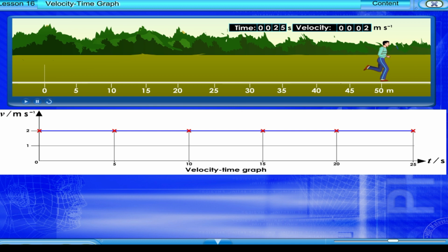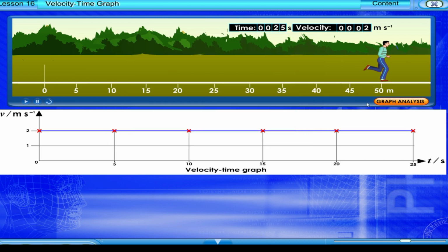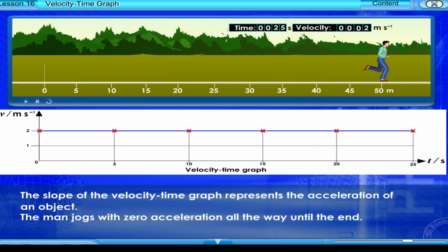The slope of displacement versus time graph gives us velocity. What does the slope of velocity-time graph give us? Click the Graph Analysis button. The slope of the velocity-time graph represents the acceleration of an object. The slope of the graph is 0, and hence the man jogs with 0 acceleration all the way until the end.